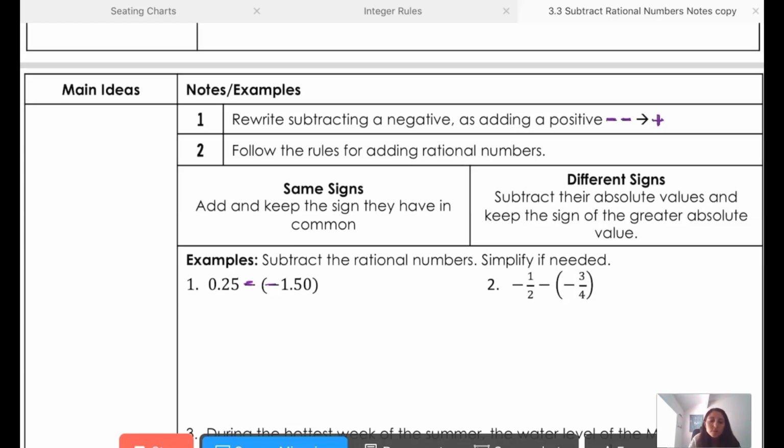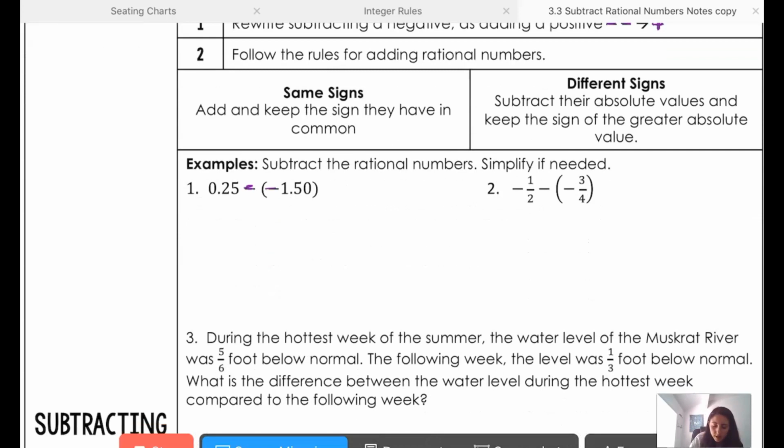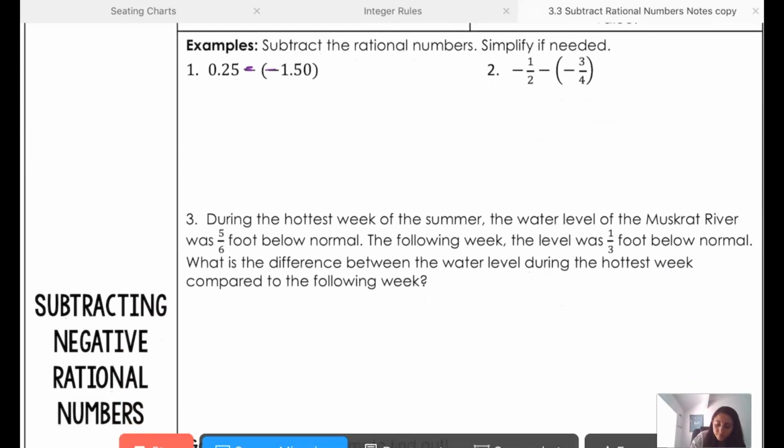Then you're going to follow the rules for adding rational numbers like we just did. If the signs are the same, add and keep the sign. If the signs are different, subtract and keep the sign of the larger number. So let's take a look at our first example.